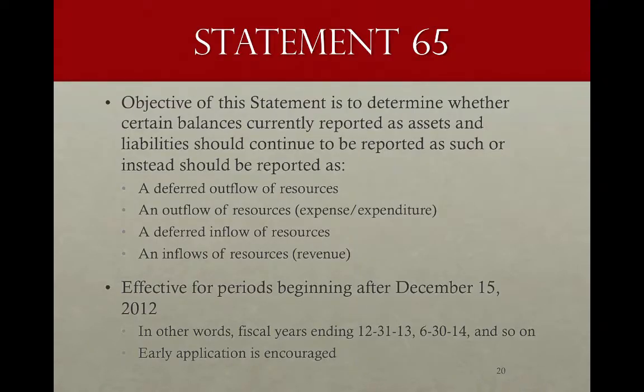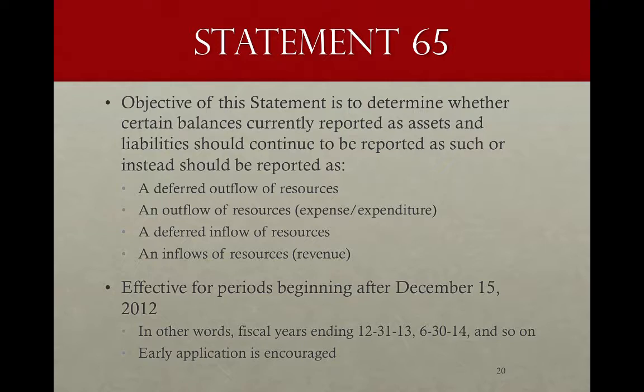Statement 65 is the outcome of the GASB's effort to identify things that in the past have been reported as assets and liabilities in a statement of financial position, but that in fact don't meet the definition of an asset and liability, that actually meet the definition of a deferred outflow of resources or a deferred inflow of resources. Or, as the board came to find out going through that process, certain of those assets and liabilities really should have been reported as outflows of resources of the current period or inflows of resources of the current period.